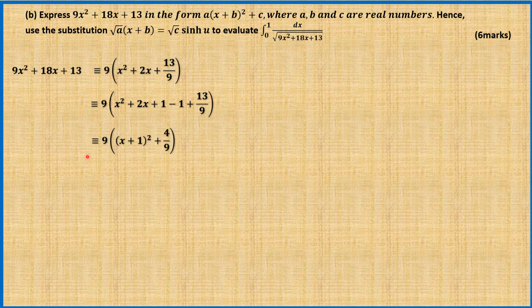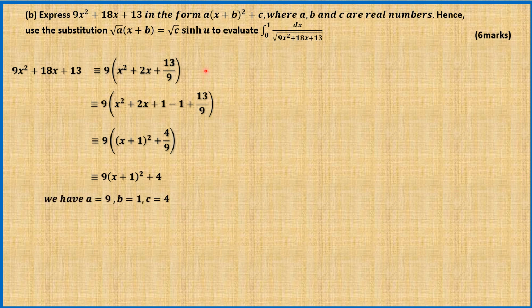And now we open up the parentheses by multiplying all through by 9. That will give us 9 into this, and when we multiply 4 over 9 by 9, the 9s cancel out, leaving 4. So we have it now in this form. We can clearly see that the value of a is 9, b is 1, and c is 4. So those are the values of a, b, and c.